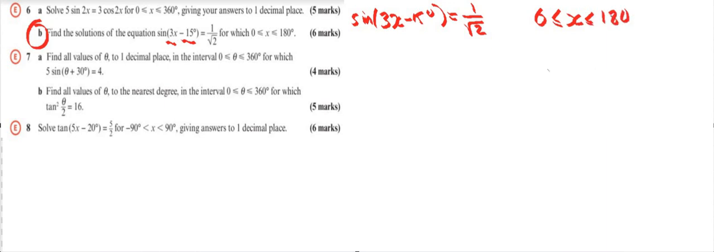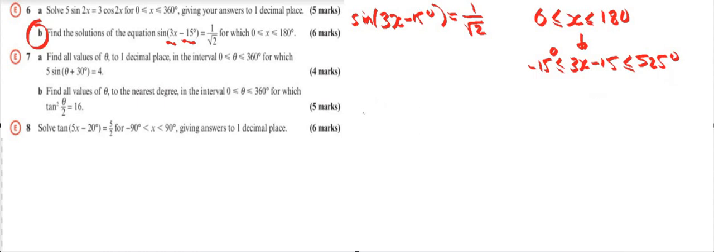Now what's happened? This has been adjusted by 3x minus 15, so we're going to adjust this range by 3x minus 15. So 3 times 0 is still 0. Let's take away 15, so now that's going to be minus 15. It's no longer x, it's 3x minus 15. This was 180, so I'm going to times it by 3 and take away 15, which is 525. So now I need all the solutions between those two.